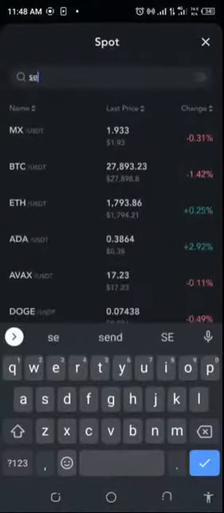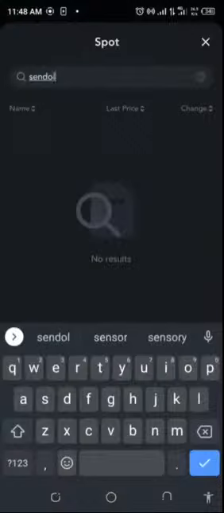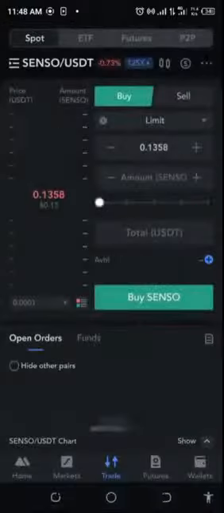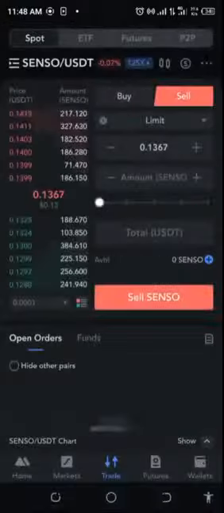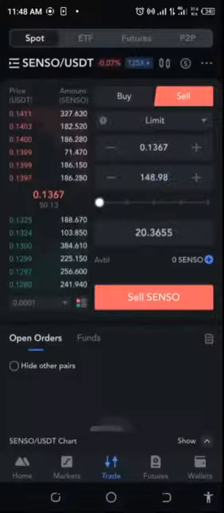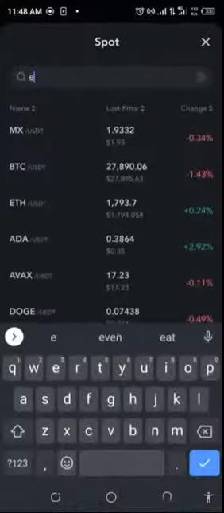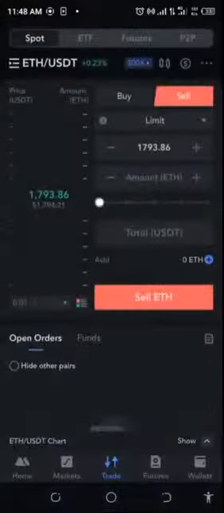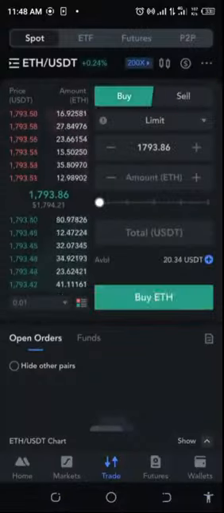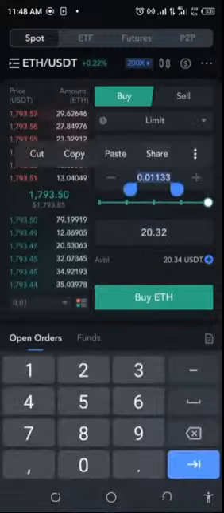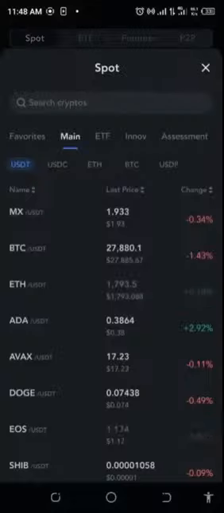Go back to Senso. Senso USDT, all right? Okay, so I want to sell the Senso now. Oh, no. I'll just do one more trial, starting with ETH, okay? Let me just see whether that's going to work. So we need to buy ETH first, all right? And then we're going to have to buy that first. It's not picking up everything, but let's go with that. Cut, then let's go to Senso.